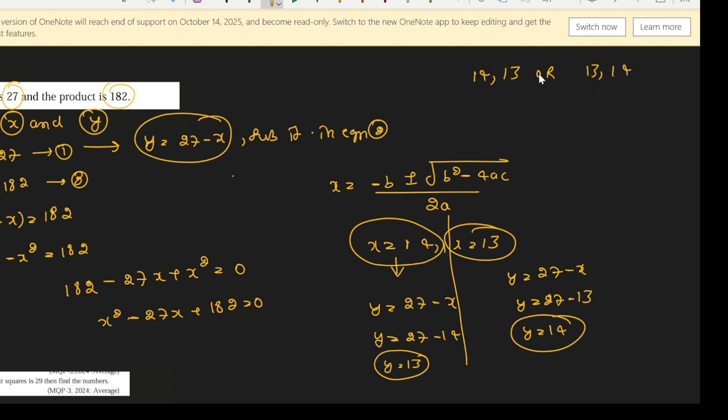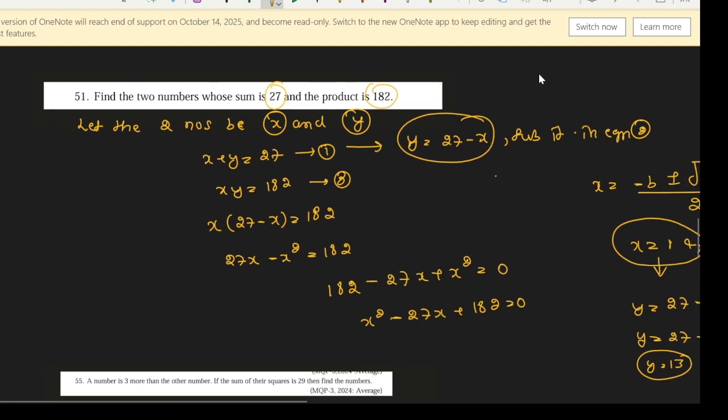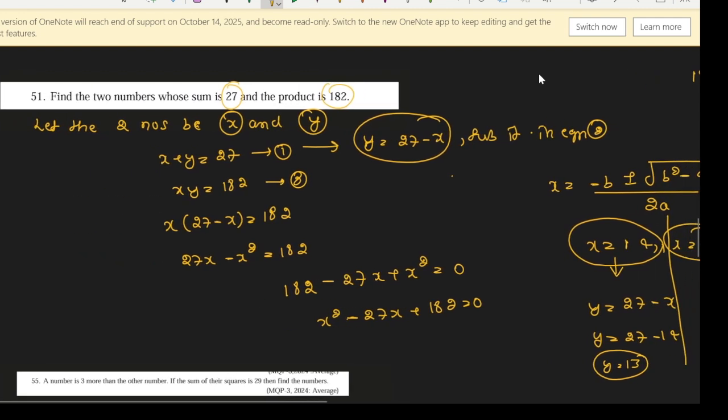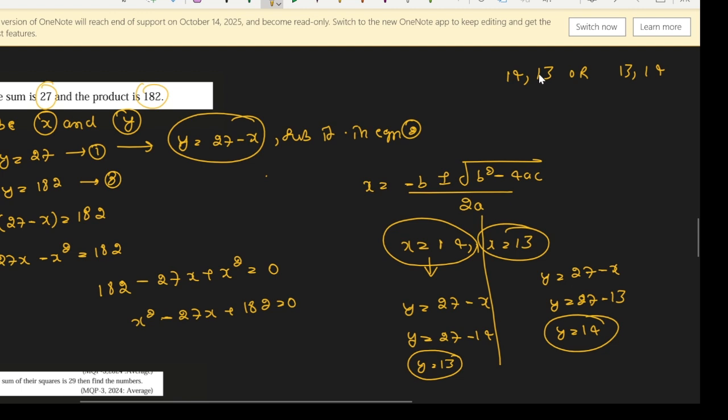Again you can verify it. They are talking about: find the two numbers whose sum is 27. You can verify it. If you add these, you will get 27. If you multiply 13 into 14, you should get 182. Then only we can conclude our answer is correct. Yes, 14 into 13 is the correct answer. That is nothing but 182. You can verify like that.